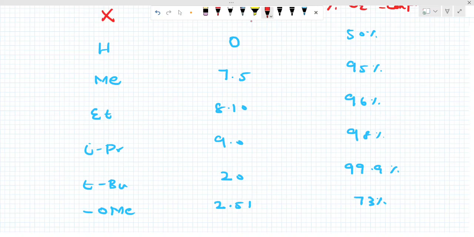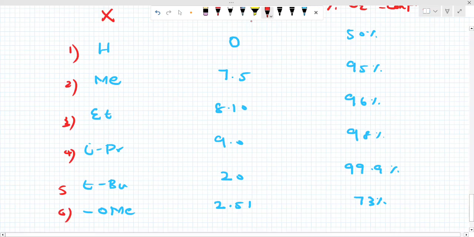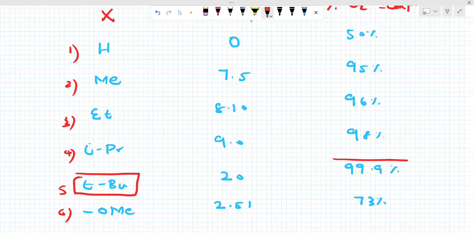Listen, these are very important: 1, 2, 3, 4, 5, 6. These six values are very important. Which is the more bulky group? Tertiary butyl. What is its percentage of equatorial? This is 99.9%.